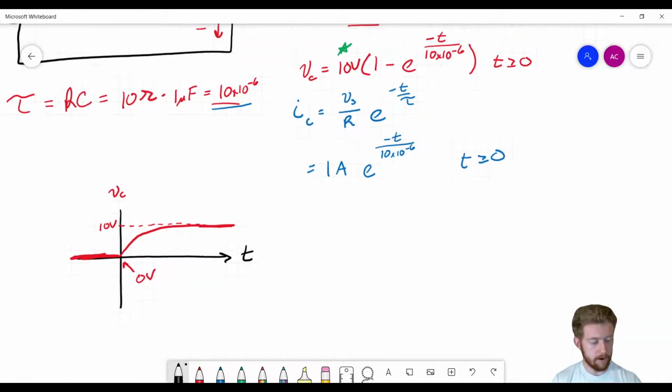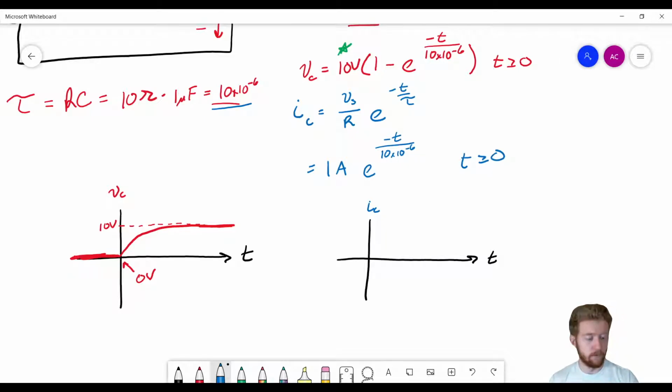Let's try graphing the current. Okay, this is t, and then I'm graphing current here, so IC. Now, once again, before t is equal to 0, we just have 0 current because it's an open circuit, so no current is going to be flowing. Now, as soon as we close that switch, there's going to be a big spike of current because that capacitor is going to be charging up very quickly. So that spike of current is shown just here.